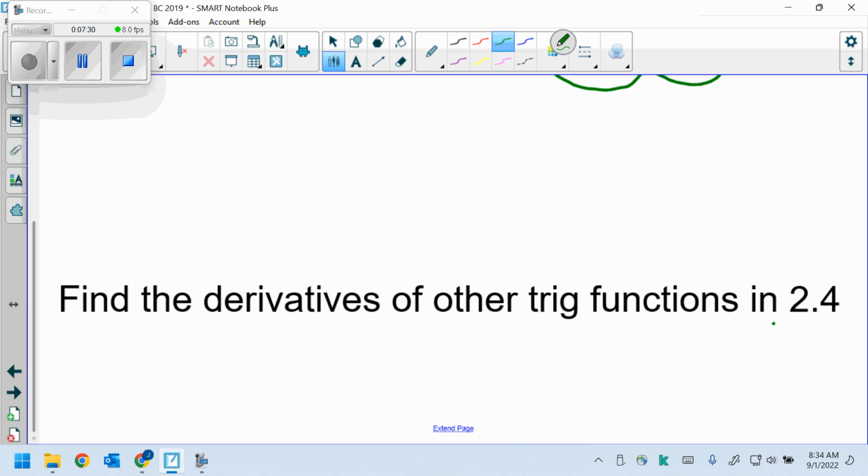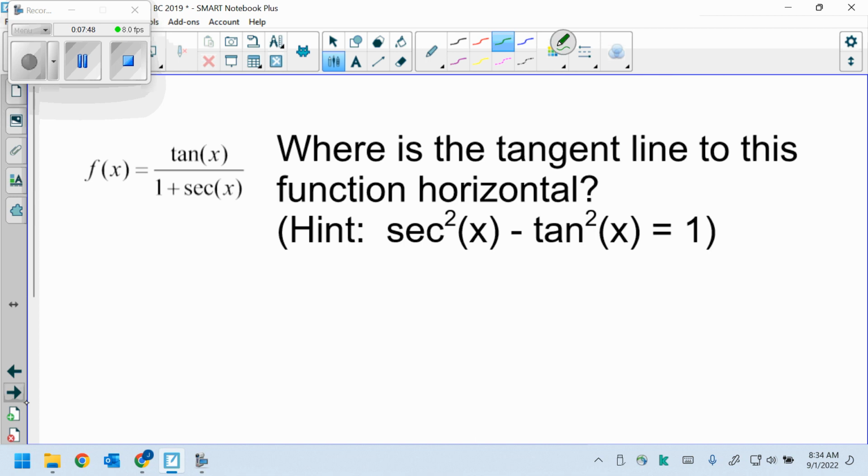Find the derivative of the other trig functions in section 2.4. There's a table in section 2.4 if you have to look any of them up. For those of you who haven't had the trig functions or need to familiarize yourself, look through section 2.4 and be looking for a table in a red box that has the derivatives of trig functions.